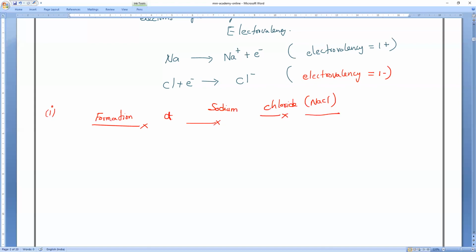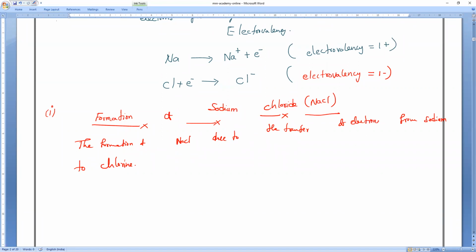First you write that the formation of NaCl is due to the transfer of electrons from where to where? Metals to non-metals, that is, from sodium to chlorine. So write it: the formation of NaCl is due to the transfer of electrons from sodium to chlorine. This is compulsory, two-mark questions are asked. All of you remember that.